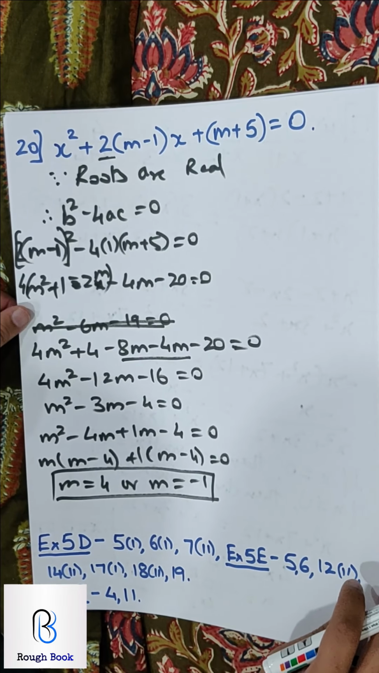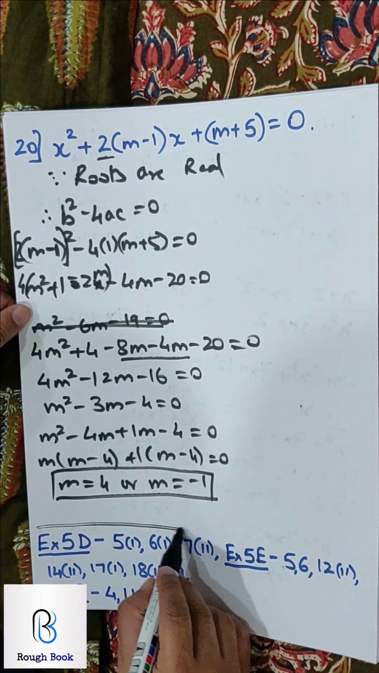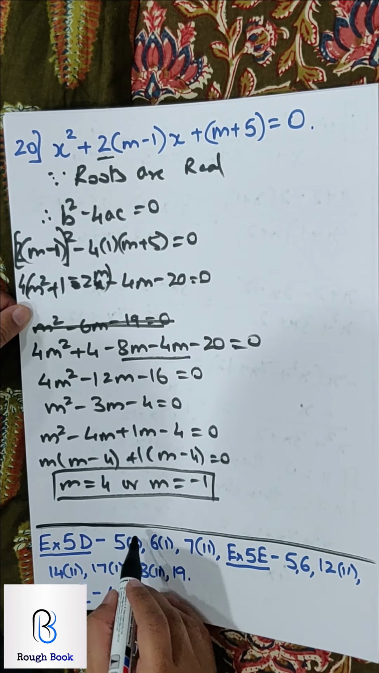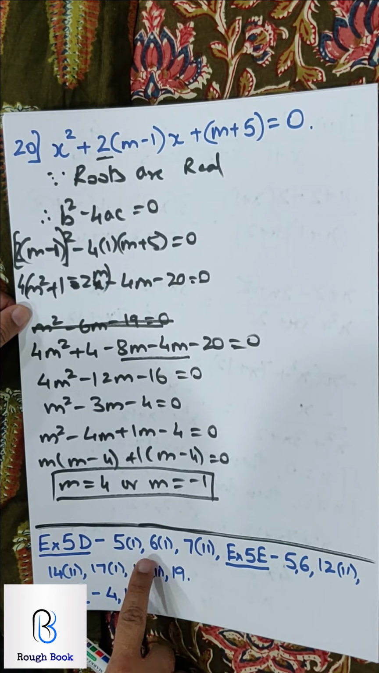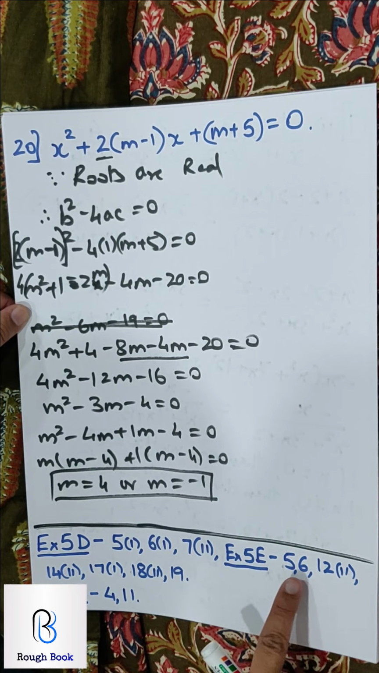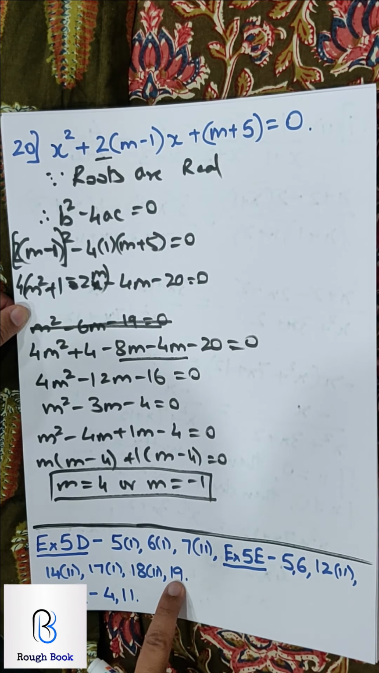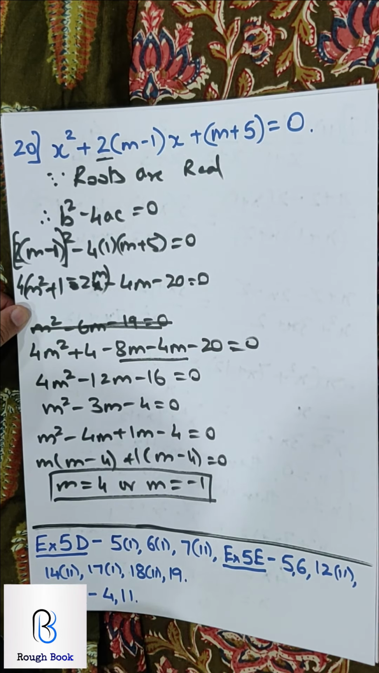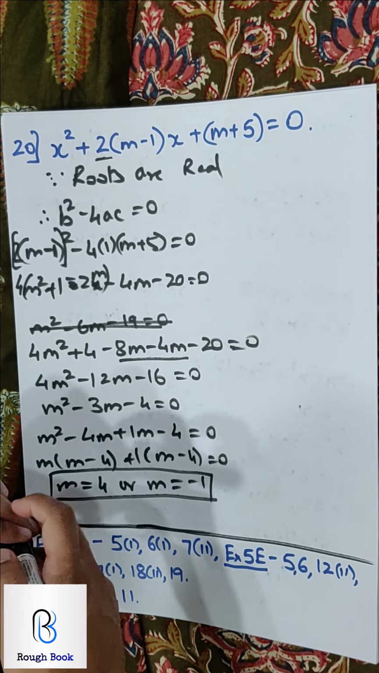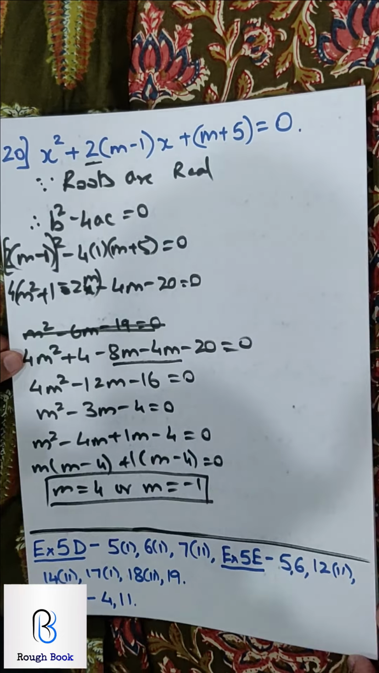Okay, I want everyone to do this as their homework. Please look into this. Exercise 5D, 5-1, 6-1, 7-2. 5E, 5-6, 12 part 2, 14 part 2, 17 1, 18 2 and 19. And exercise F, 4 and 11. So these sums you are going to do as homework. The video sums obviously you are doing it in your book.